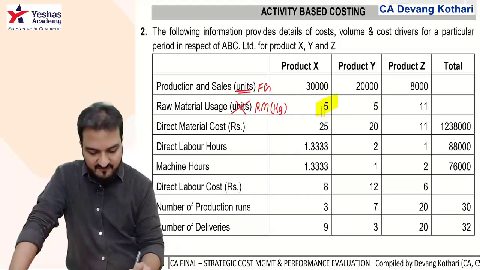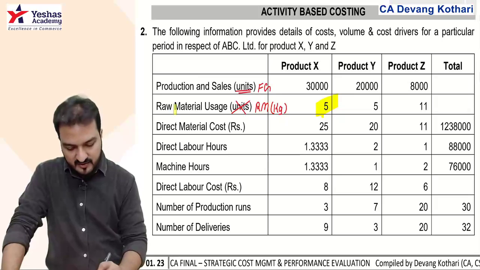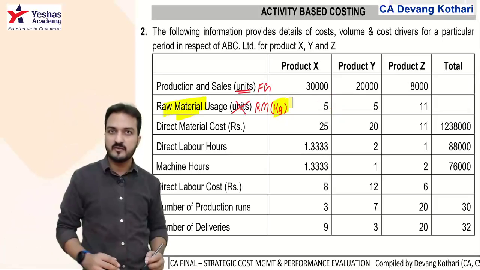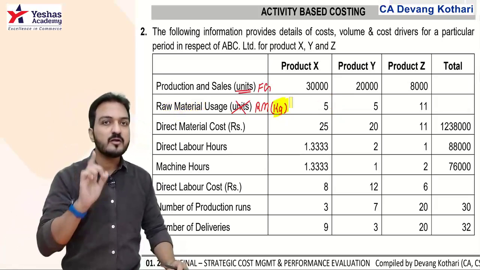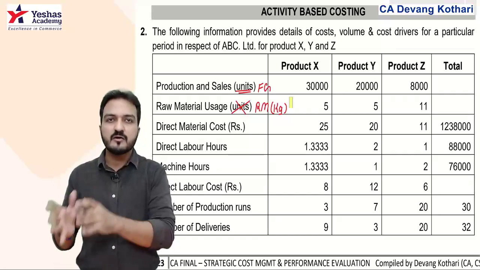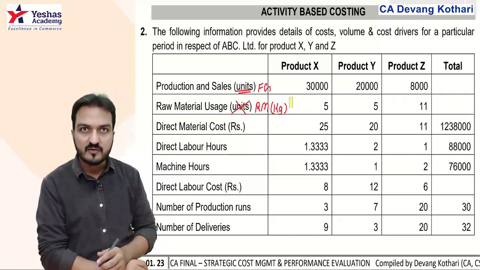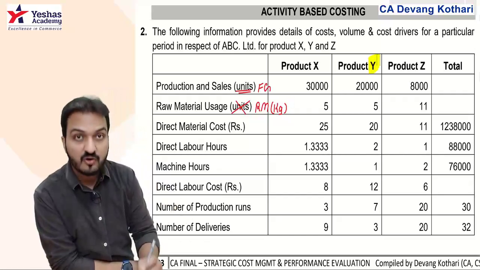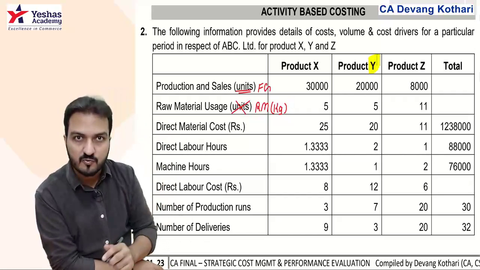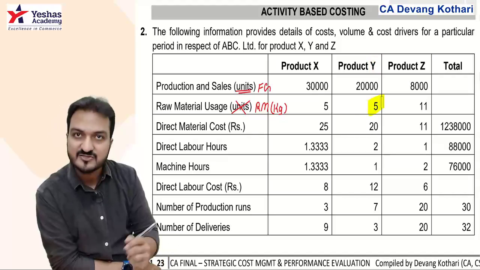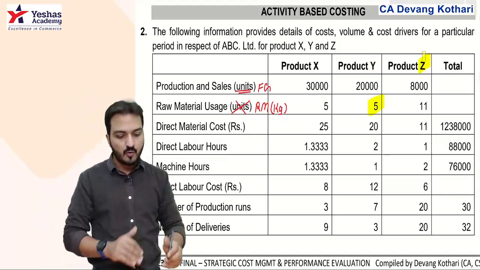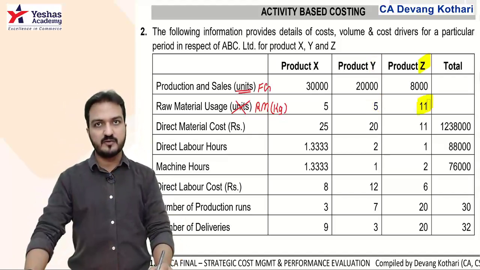Here this 5 is the quantity of raw material, so that 5 is the kgs of raw material. This means that 1 unit of product X, 1 unit of finished goods X, requires 5 kgs of raw material. Similarly, 1 unit of finished product Y requires 5 kgs of raw material, and 1 unit of finished product Z requires 11 kgs of raw material.